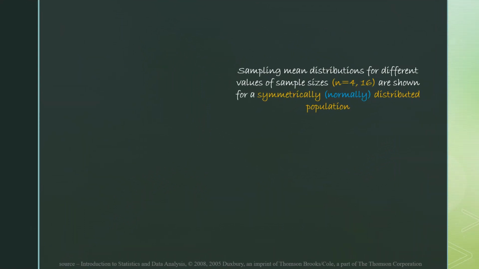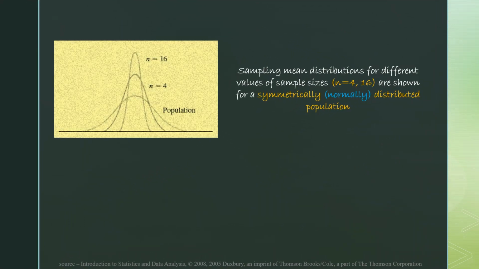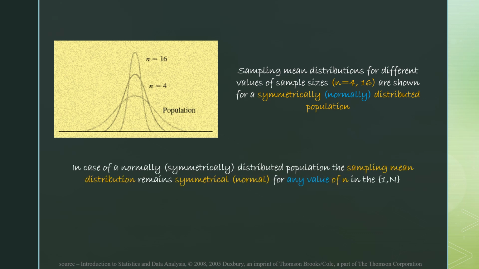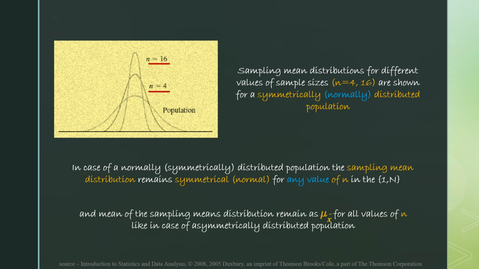Sampling mean distributions for different values of sample size, n equals 4 and 16, are shown for a symmetrically or normally distributed population. In the case of a normally or symmetrically distributed population, the sampling mean distribution remains symmetrical or normal for any value of n in the range 1 to N. And the mean of the sample means distribution remains as mu of x bar for all values of n, like in the case of an asymmetrically distributed population.